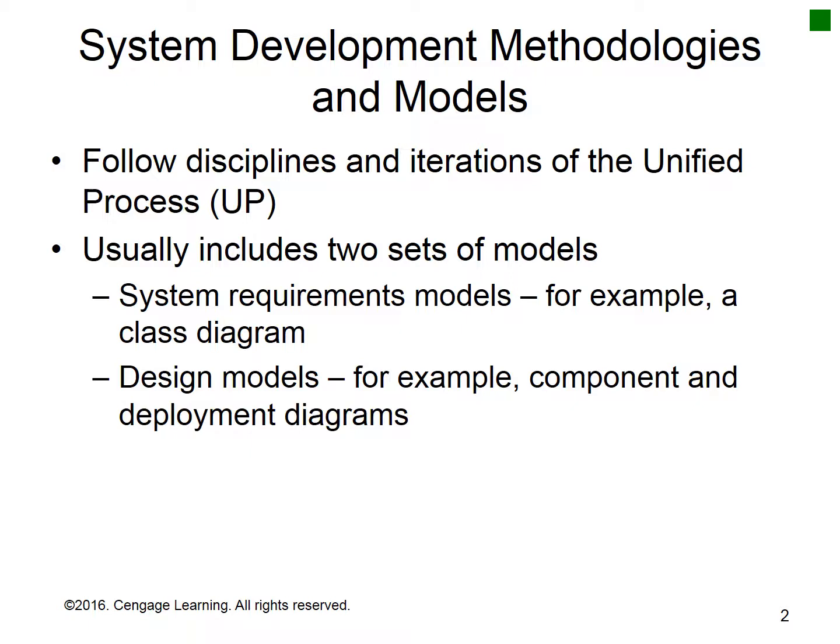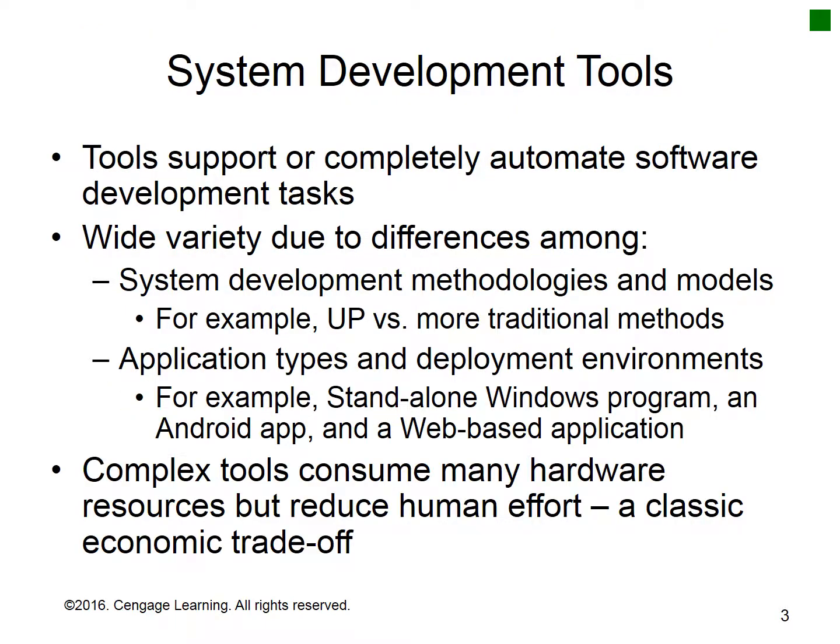Applications are developed by following the disciplines and iterations of the unified process. Application development follows a methodology, develops models, and uses automated tools. Most application development cycles include two sets of models, requirements models and design models. Integrated suites of automated tools support the application development process.